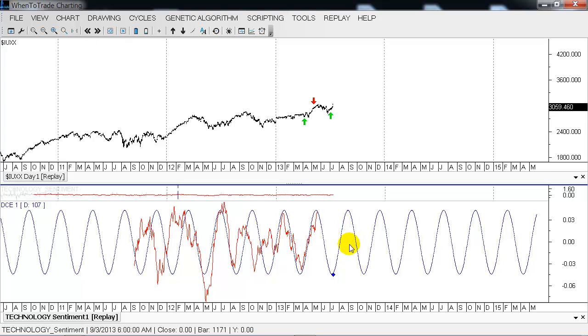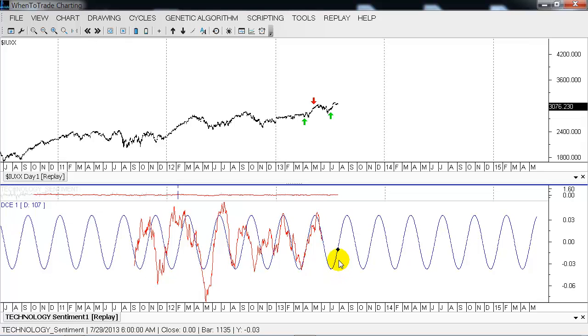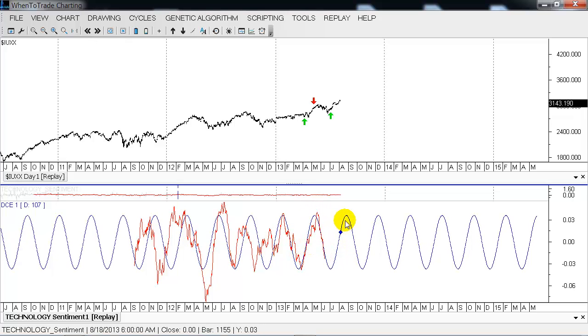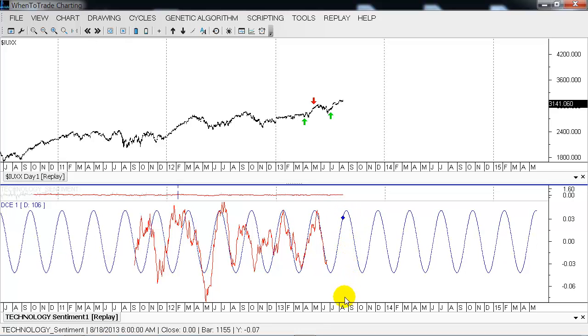So we will progress bar by bar. We will see that this cycle now stays very stable and solid here. This is a length of about 107 bars or days. We have a good fit between the theoretical and the real sentiment movements here, so it's allowed to breathe. So we will now approach our expected topping area here, which is arriving now exactly here.